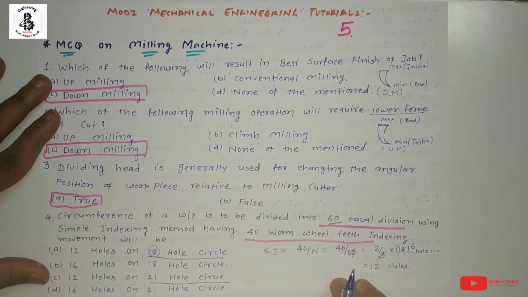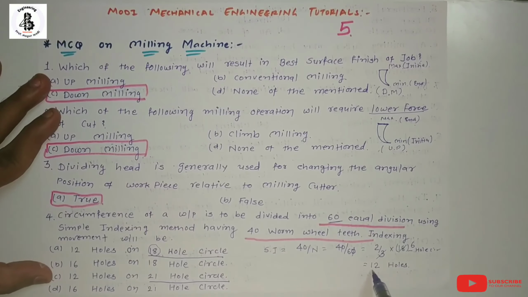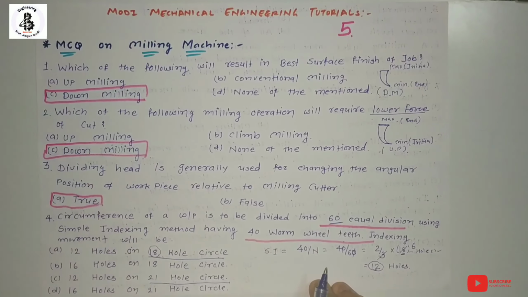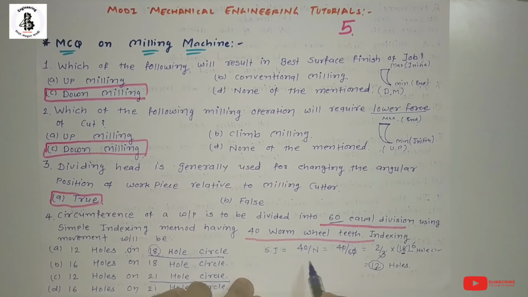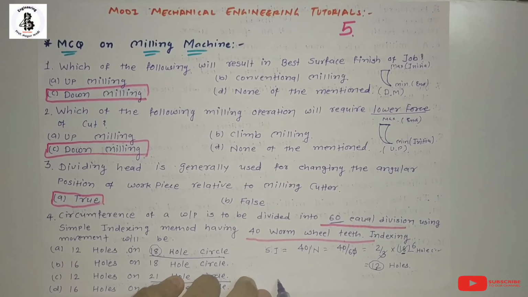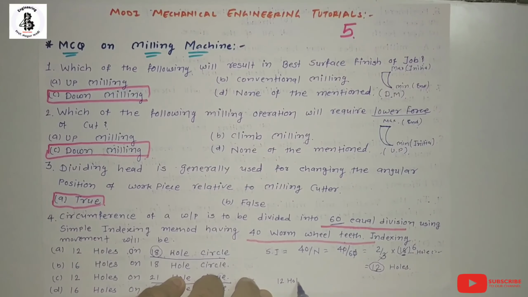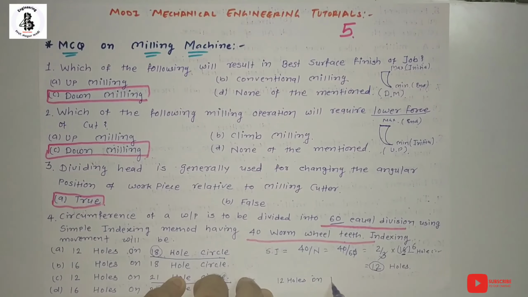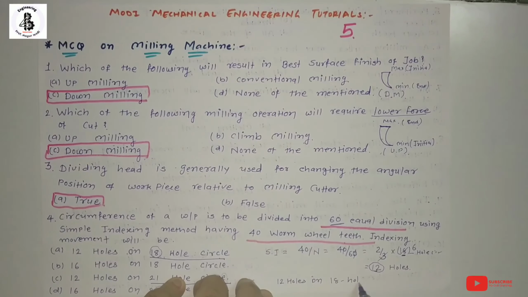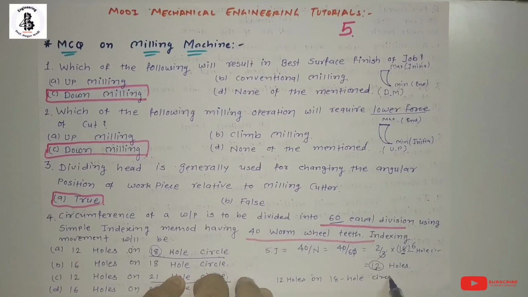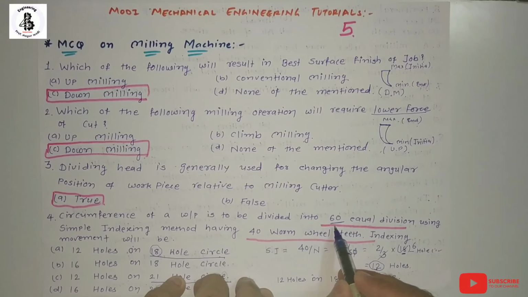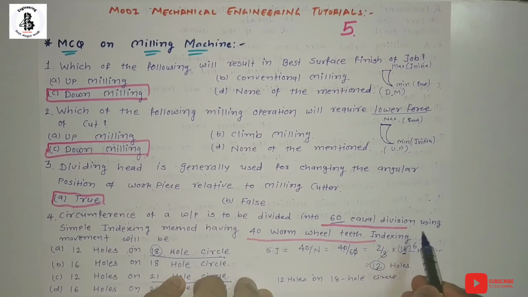So that will be the possible one, like this: 12 holes on an 18 hole circle. That will be the right answer. So the intimation of this is that the 12 holes on an 18 hole circle is required for dividing into 60 equal divisions.